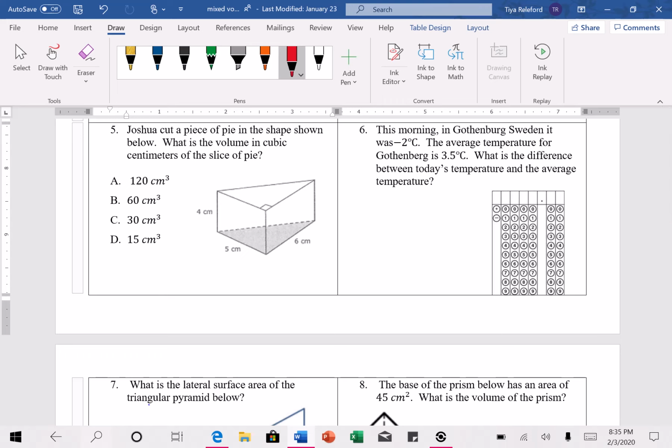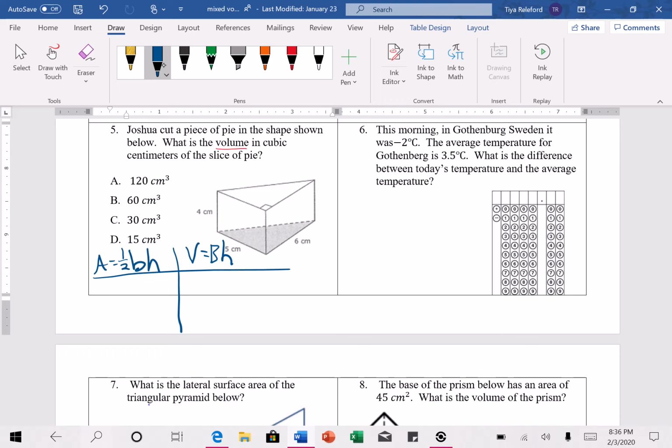Joshua cut a piece of pie in the shape shown below. What is the volume in cubic centimeters of the slice of pie? You can see they have shaded the base for you, and that is a triangle. Be careful though, because that is a prism, not a pyramid. So when you're done with your triangle, it should be 15. If you get 30, you forgot to divide by 2. Then your volume is going to be 15 times 4.